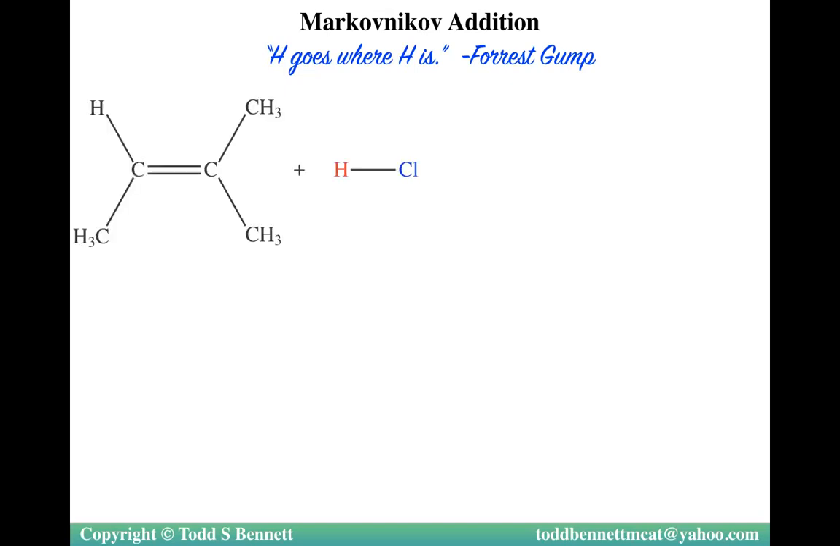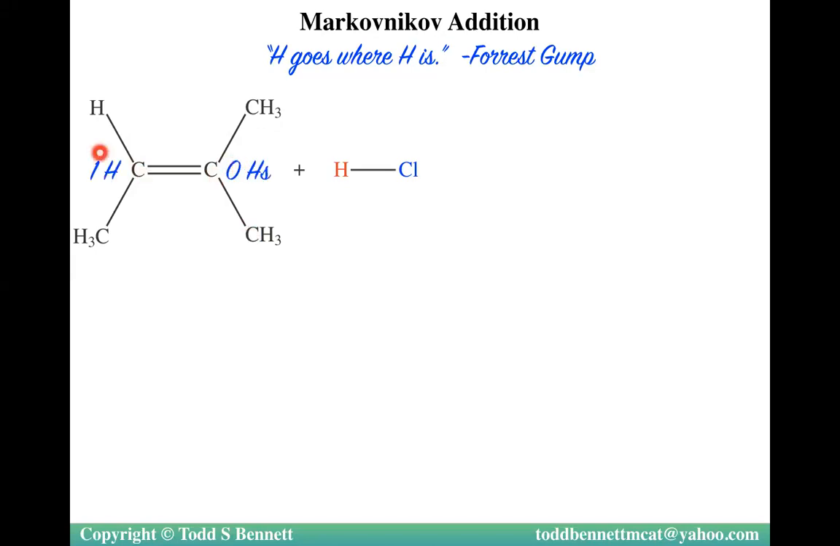So Markovnikov, there it is, I don't have to spell it, all 11 letters. And again, I want to quote the immortal Forrest Gump in saying H goes where H is, so that we know H is going to go on at the site with the most H's already on the molecule. In this case, the left carbon is less crowded, the right carbon is more crowded. So H is going to end up on the less crowded carbon. But we can also use this quote to say H is on here, no H's are on here. So 1 H versus no H's.